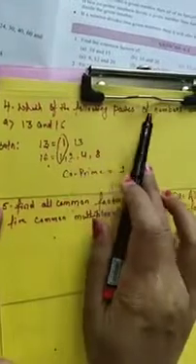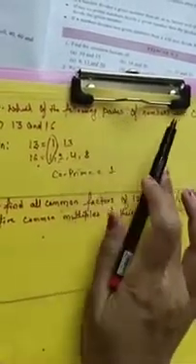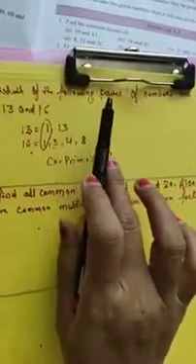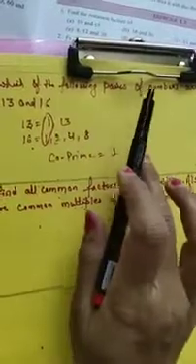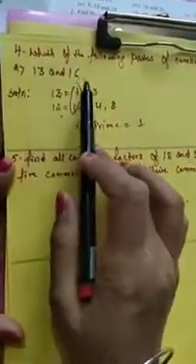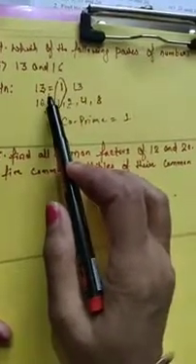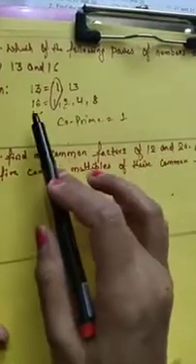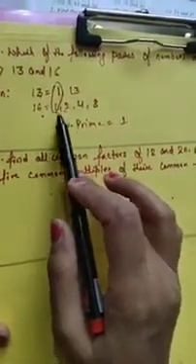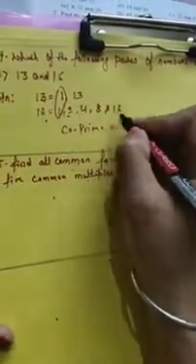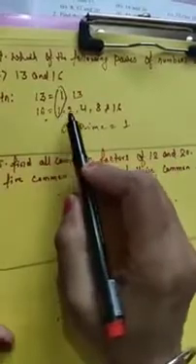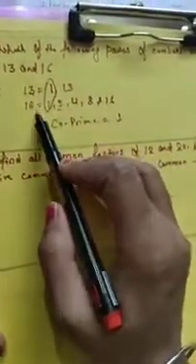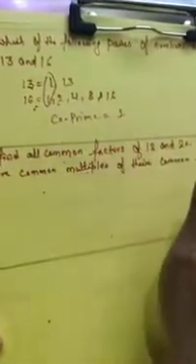Okay, now next is question number 4. Which of the following pairs of numbers are co-prime? First of all, what is co-prime? Co-prime means two numbers having only one as the common factor are called co-prime numbers. So in your question, 13 and 16 are given. First of all, possible factors of 13 are 1 and 13 only. Now 16. All possible factors of 16: 1, 2, 4, 8 and 16. So you know very clearly, 1 is the only common factor of 13 and 16. Therefore 13 and 16 are co-prime numbers.